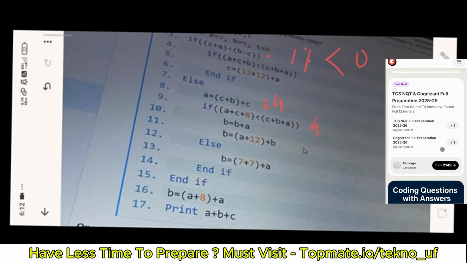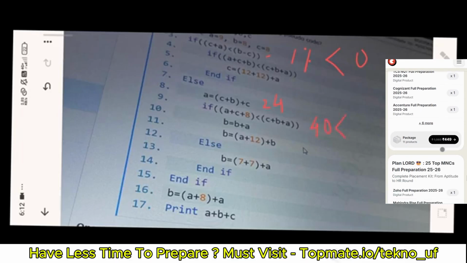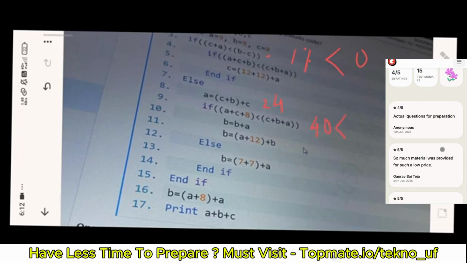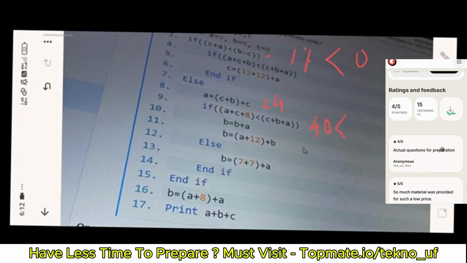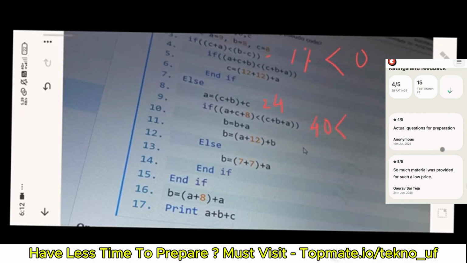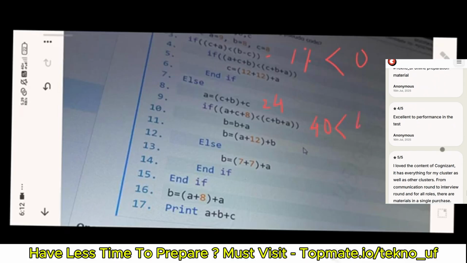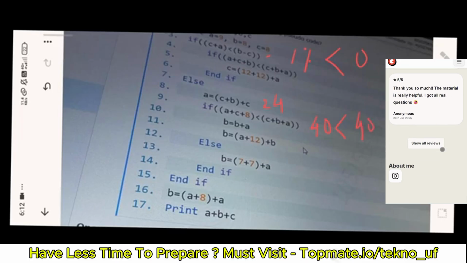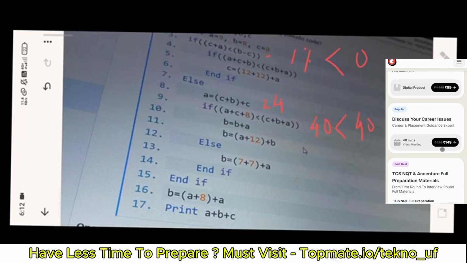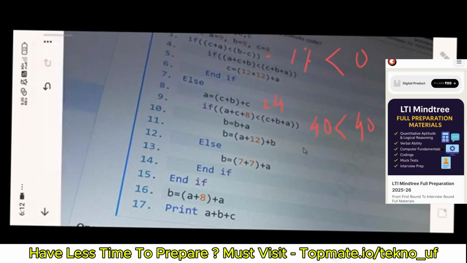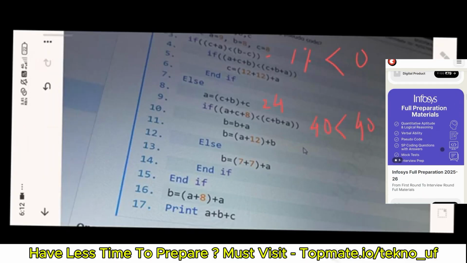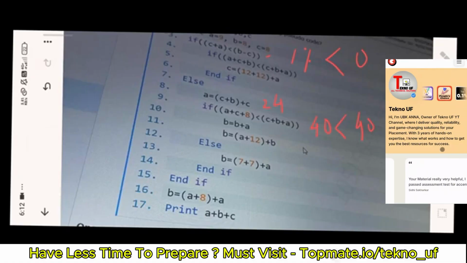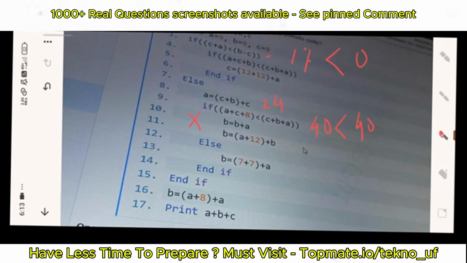Okay, so is 40 less than c plus b plus a? c was 8 and b was also 8, so 8 plus 8 is 16, plus a, which was 24, gives 40. So 40 is not less than 40; this is false because 40 is equal to 40. So we have to go to the else block, which means the if block is eliminated and skippable. We just have to calculate the else block.